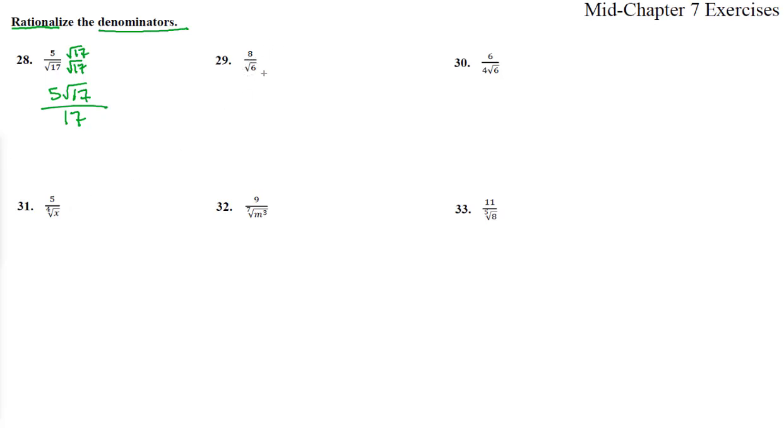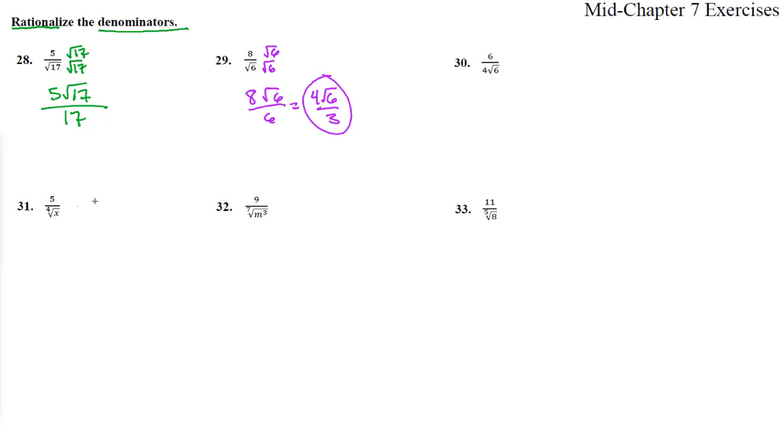Right here, yeah, square root of 6. Square root of 6, square root of 6. And that's 8 square roots of 6 over 6, because square root of 6 times square root of 6 is indeed 6. 8 over 6 can reduce down to 4 square root of 6 over 3. So there it is simplified.